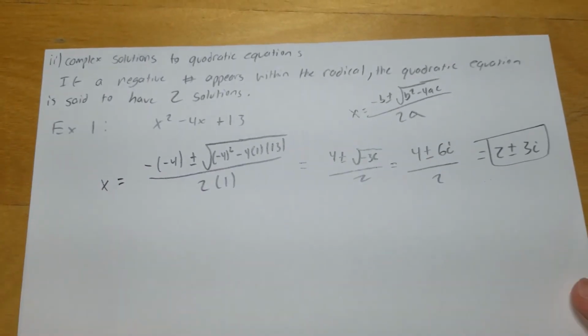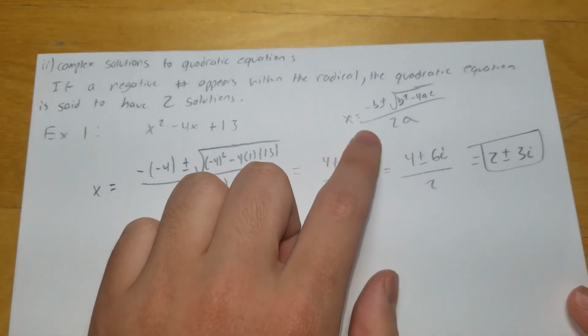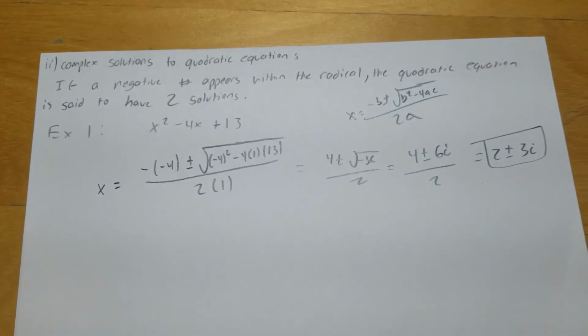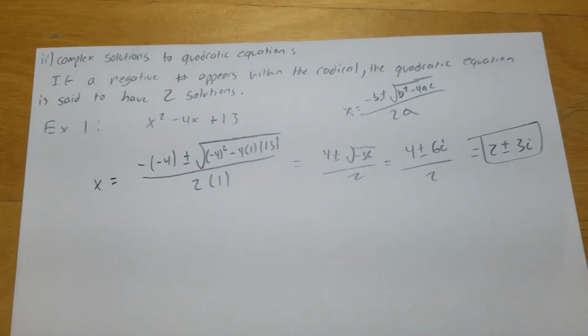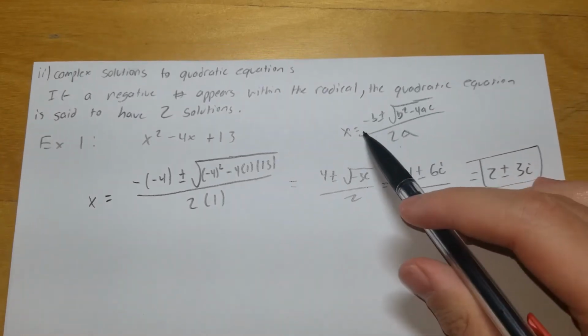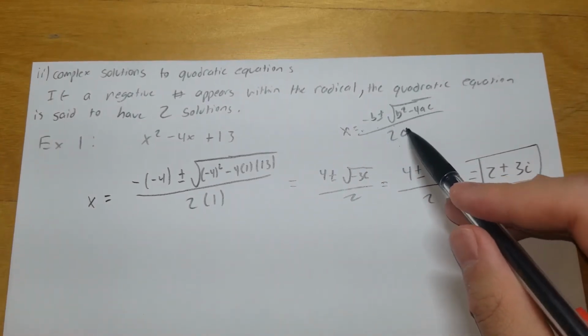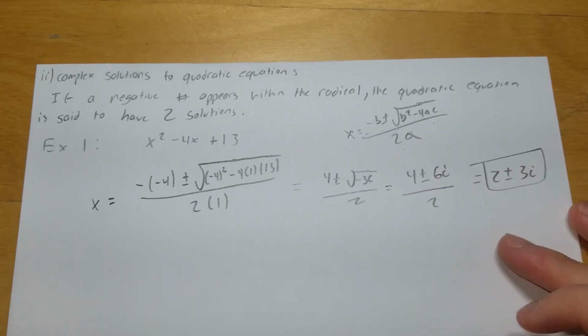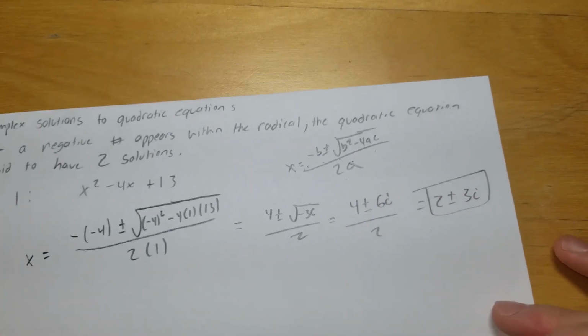If you're confused on how I was using this, I made a video on it previously regarding the quadratic equation, so you can check that out. But generally it's just in this form: negative b plus or minus square root of b squared minus 4ac over 2a. And that's all.